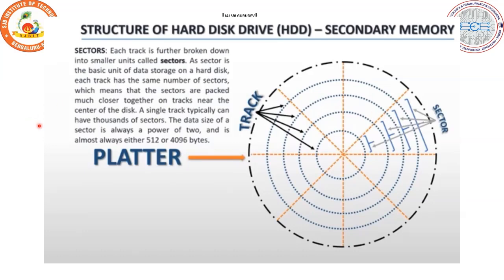The data size of a sector is always a power of 2, and it is almost always either 512 or 4096 bytes. A sector is the basic unit of data storage, which stores a power of 2, almost always either 512 or 4096 bytes.